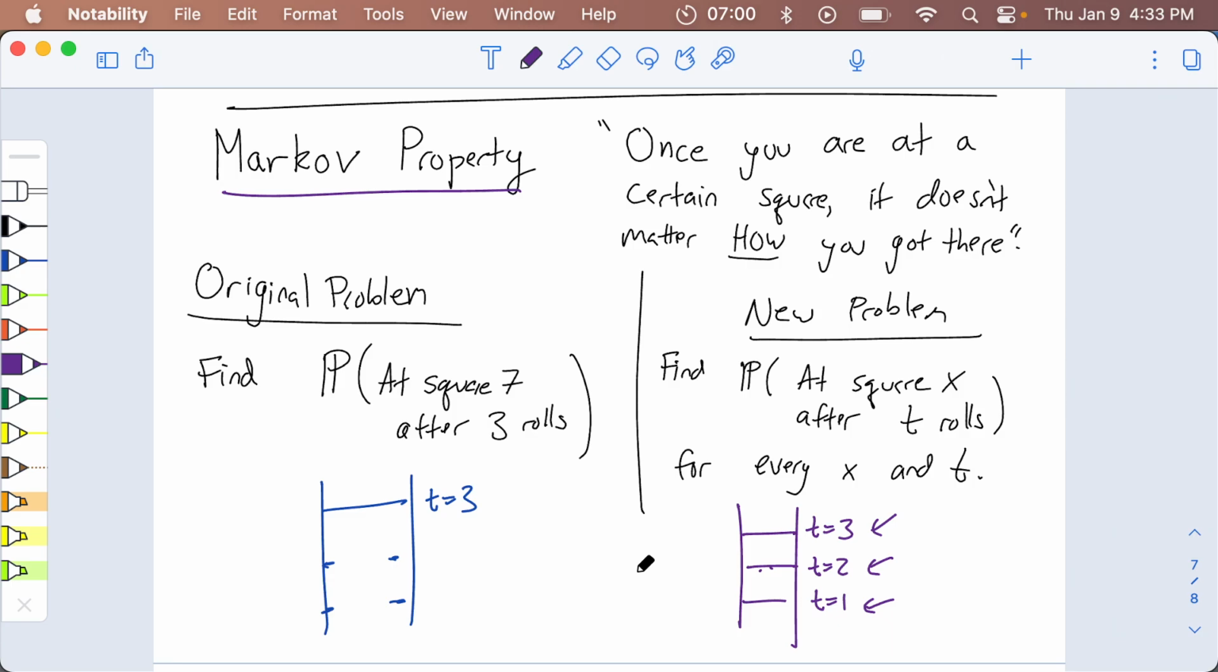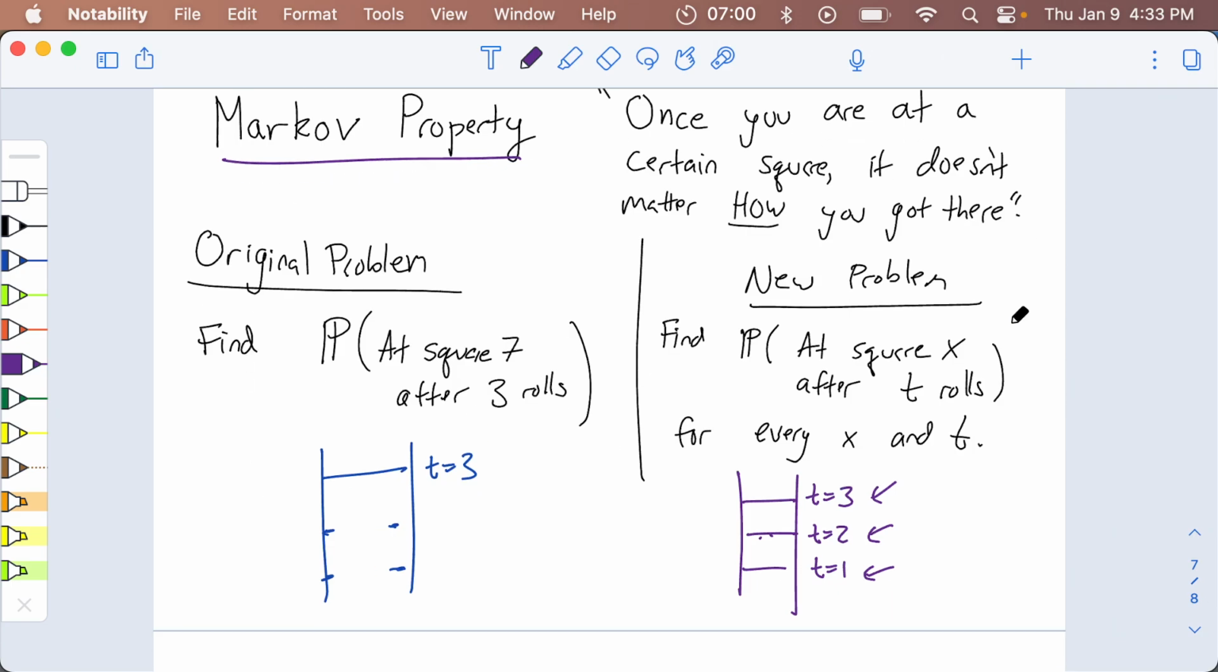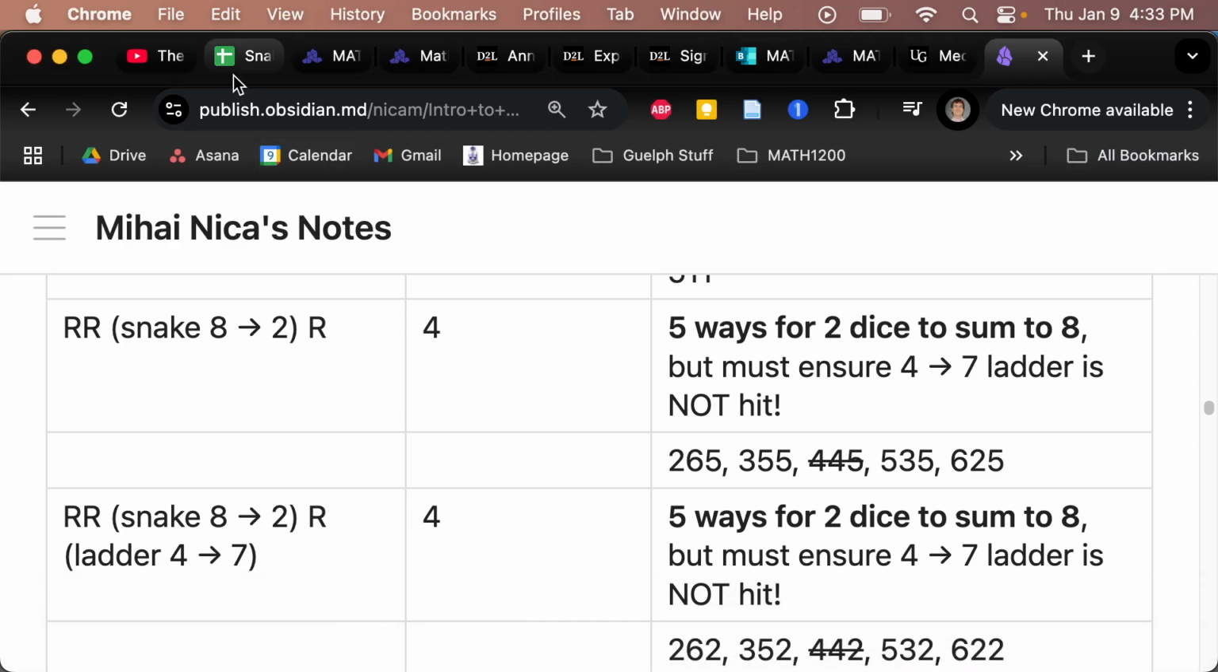All right, let's see how to do it. And to do it, I'm going to use everybody's favorite programming language, which is a spreadsheet. So we're going to do it in a spreadsheet, and we're going to answer this question: find square x after t rolls. Okay, here's my spreadsheet.